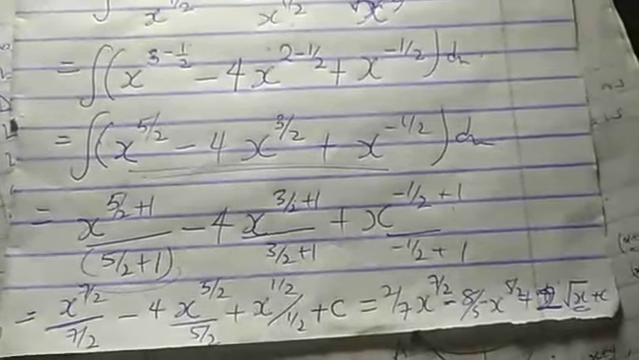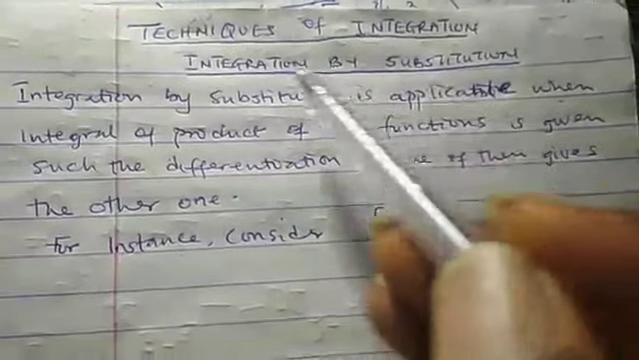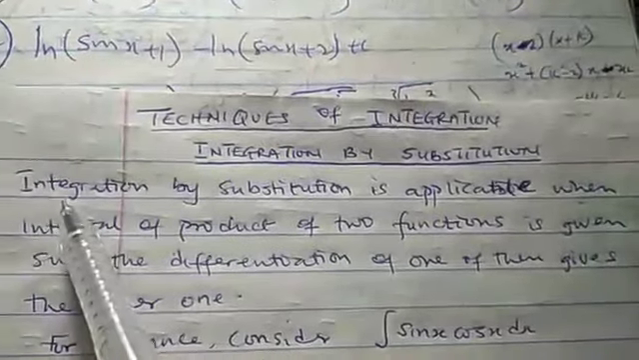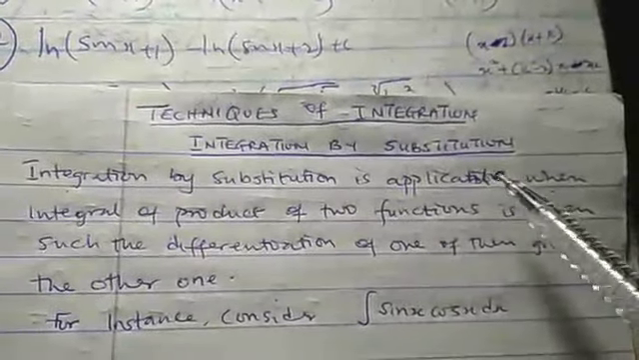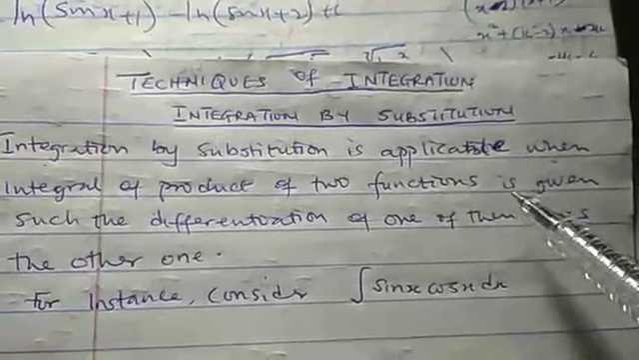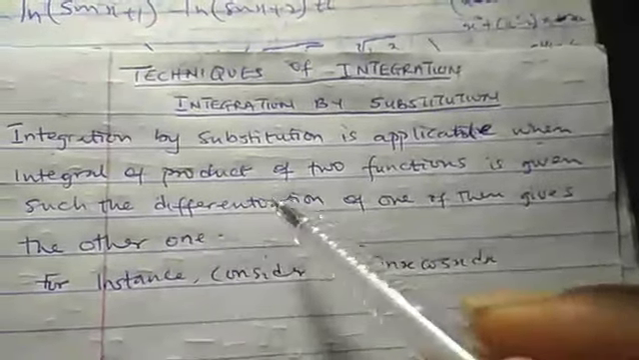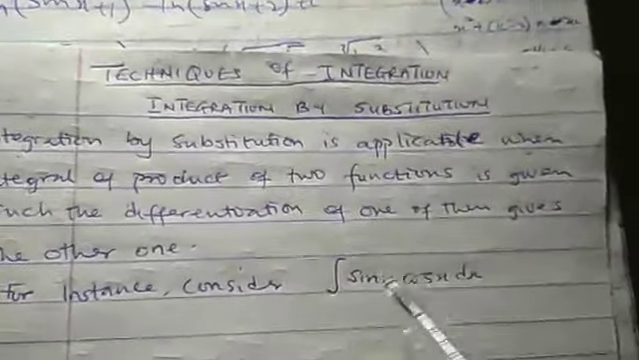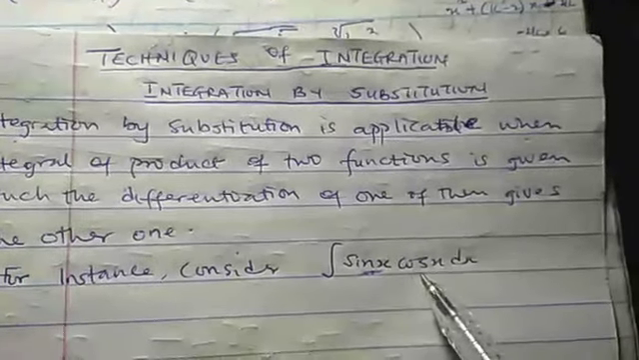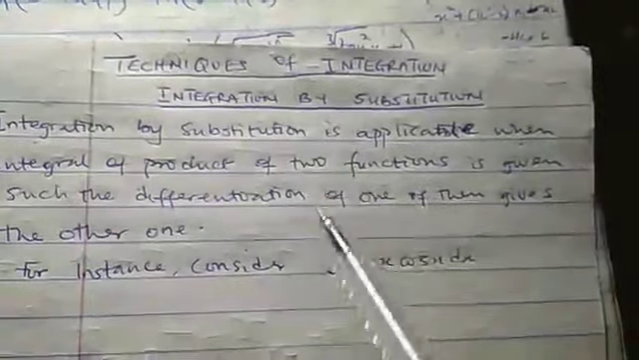Now let us consider techniques of integration. First one, we'll talk about integration by substitution. When do you normally apply integration by substitution? Integration by substitution is applicable when the integral of a product of two functions is given, such that the derivative of one of them gives the other one. For instance, let's consider this. You observe that when you differentiate sin s, you get cos s. In that case, we normally apply integration by substitution.